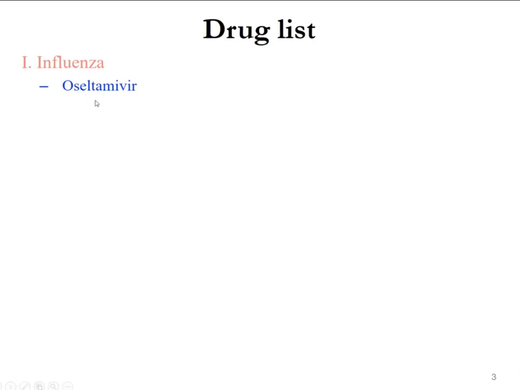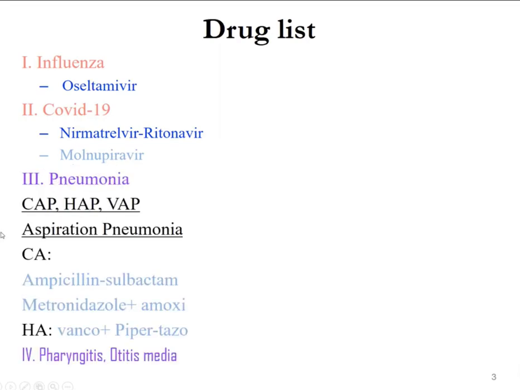Okay. First one is influenza drugs, drug name oseltamivir. Then drugs for COVID-19, nirmatrelvir, ritonavir, combination drugs. Then pneumonia drugs, that's a major topic we are going to discuss. And then there will be upper respiratory diseases at the end. I classified into pharyngitis, otitis media, sinusitis. Those will be at the end of this lecture, last slides. And the major topic will be pneumonia.